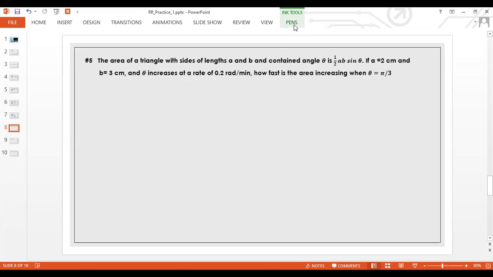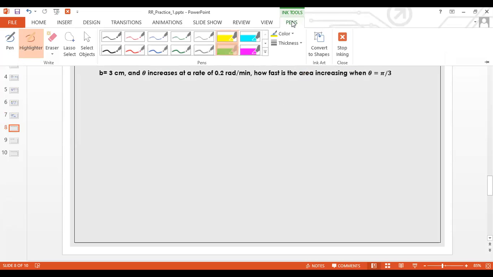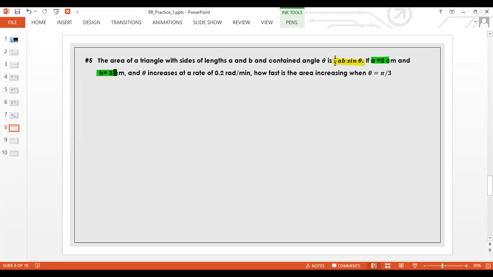Okay, in number 5 here, they tell you that the area of a triangle with sides of length A and B and the contained angle theta is 1/2 AB sine theta. Wow, this is pretty nice. They already tell you the formula. So now let's say I have A equal to 2, B equal to 3 centimeters, and theta increases at a rate of 0.2 radians per minute. How fast is the area increasing?